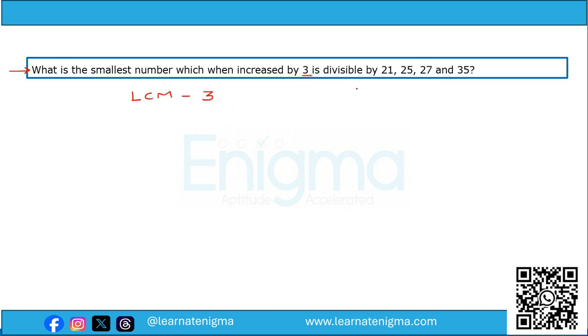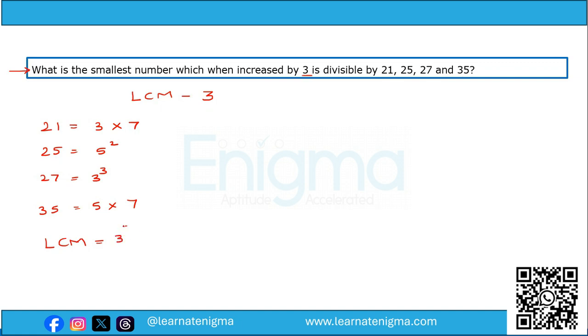Okay. So now we have to find out the LCM of 21, 25, 27, and 35. So 21 is 3 into 7. 25 is 5 raised to 2. 27 is 3 raised to 3. 35 is 5 into 7. So the LCM of all these numbers will become the product of the highest powers of all factors.